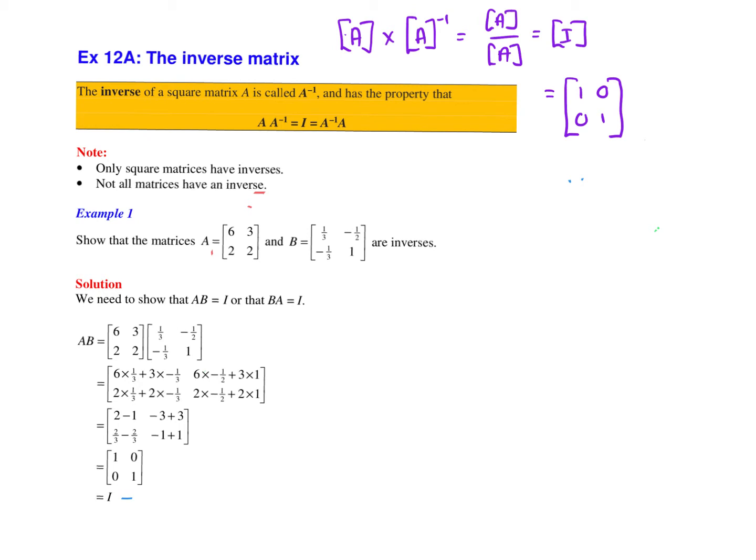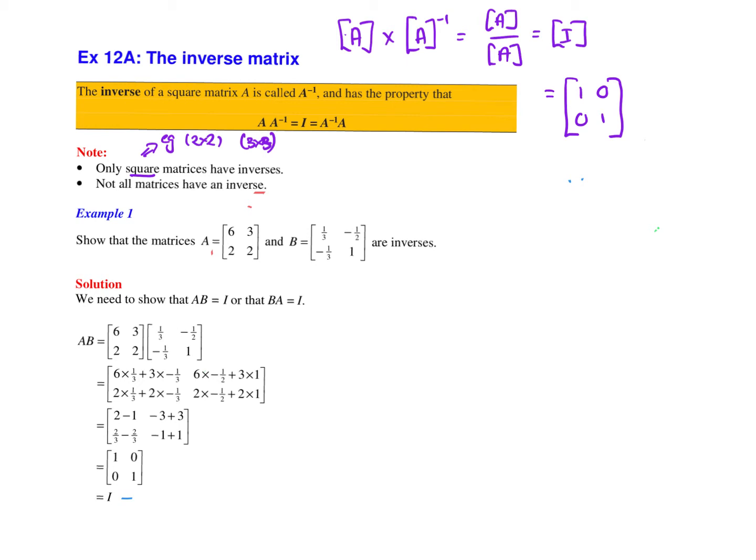Inverse matrices can only occur if the matrix is square. So, for example, a 2 by 2 or a 3 by 3 or a 4 by 4, etc. You can only have a square matrix with an inverse, but not all matrices will have an inverse. Even if it's square, it doesn't necessarily mean it will have an inverse.